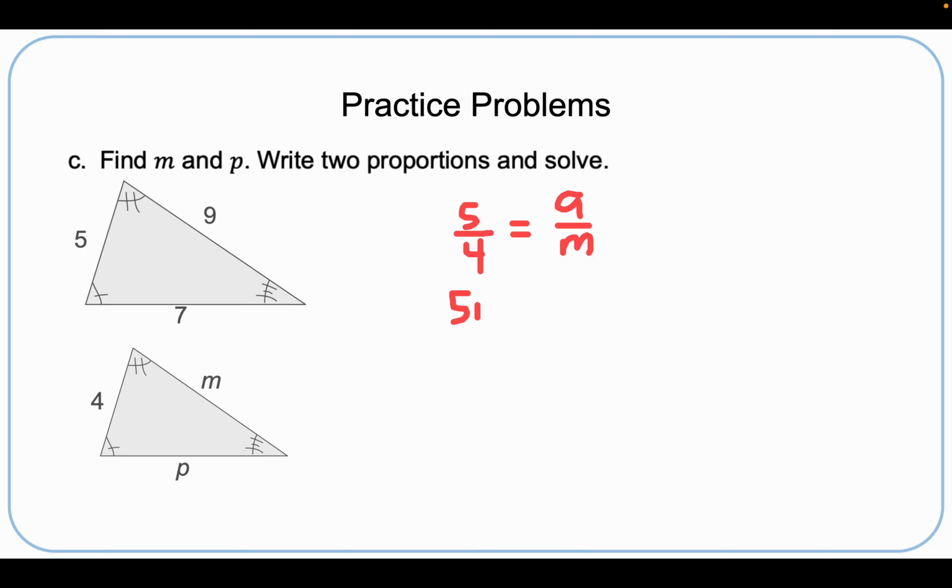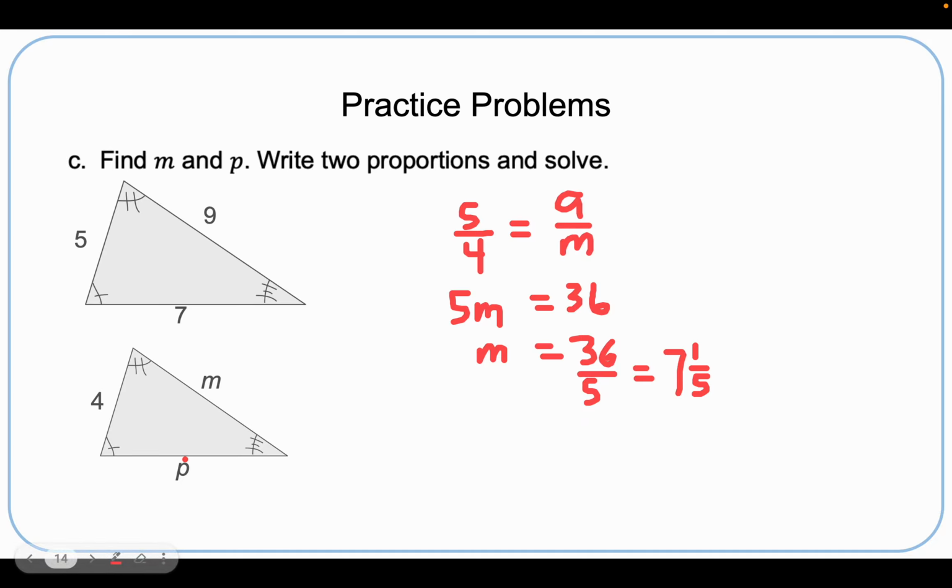So now we can cross multiply. 5M equals 9 times 4 is 36. Divide both sides by 5. We get M equals 36 over 5, which as a mixed number would be 7 and 1/5.